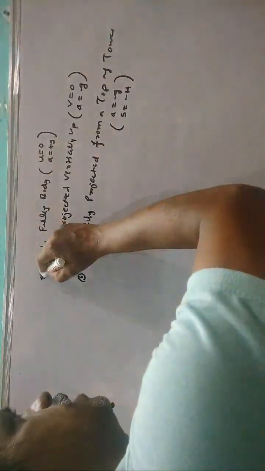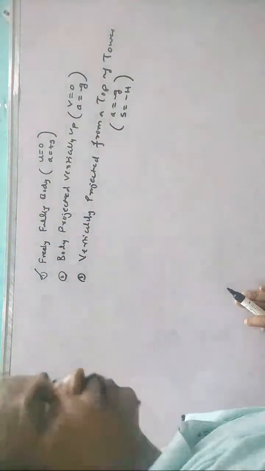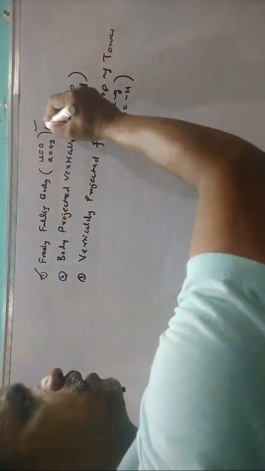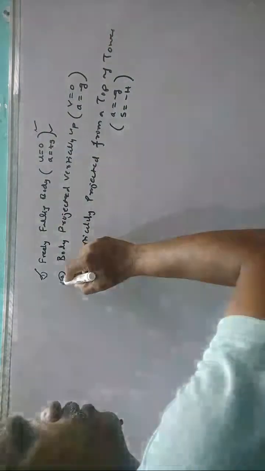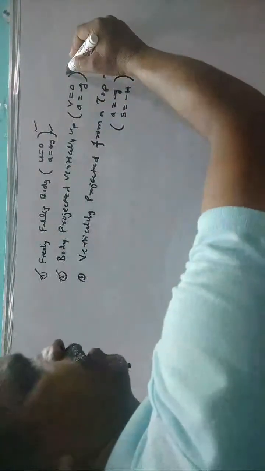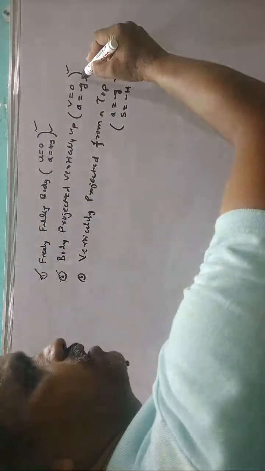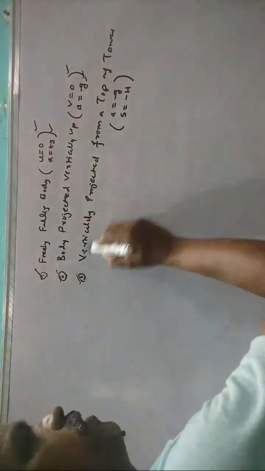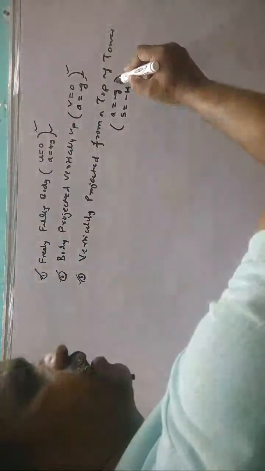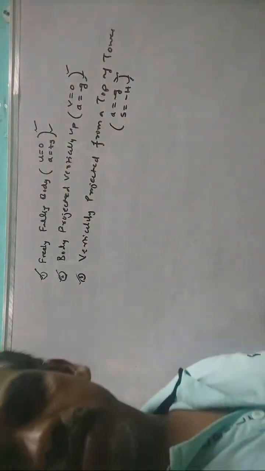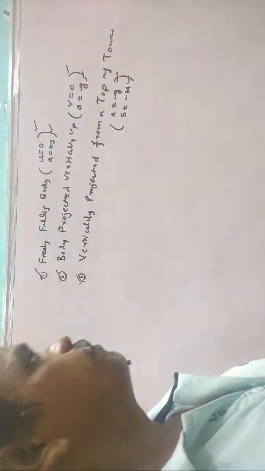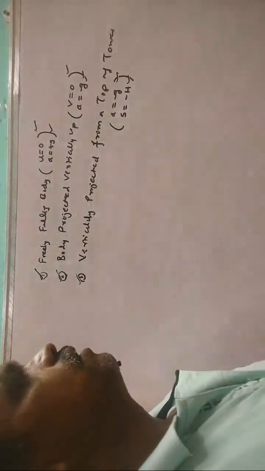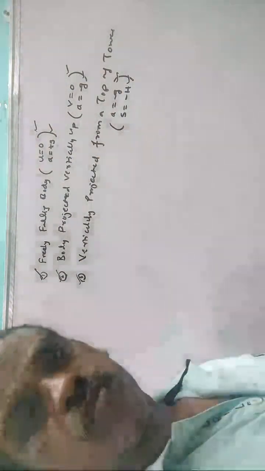So I discussed freely falling body. What are the conditions? u equal to 0, a equal to plus g. Body projected vertically up, final velocity is 0 at maximum height, a equal to minus g. Vertically projected from the top of a tower, a equal to minus g, s equal to net displacement, s equal to minus h. So based on this, I will discuss some problems now.